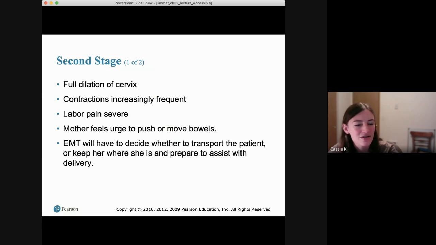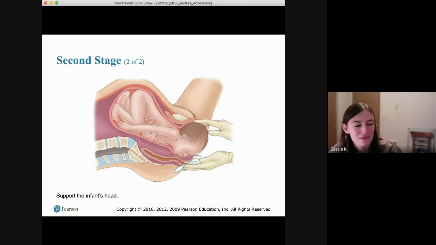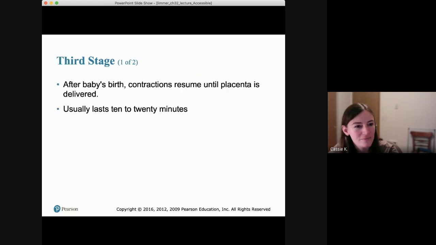Second stage, that's when they're fully dilated. Contractions are going to be increasingly frequent. Labor pain is going to get worse. Mother should start to feel an urge to push or move her bowels. And this is where you're going to have to decide whether to transport or keep her where she is and prepare to assist with delivery. Okay, so second stage, go from fully dilated through delivery.